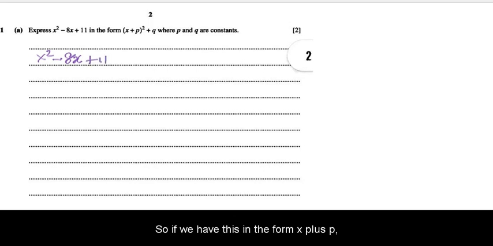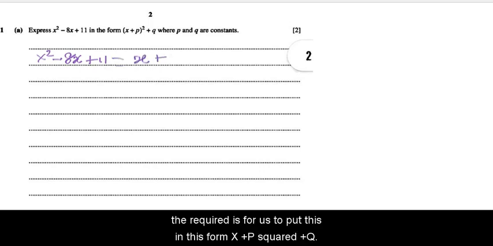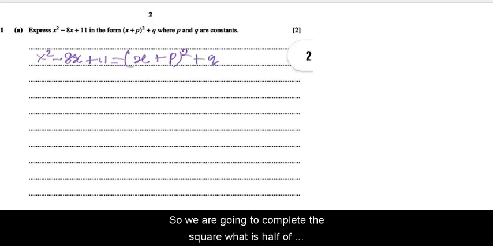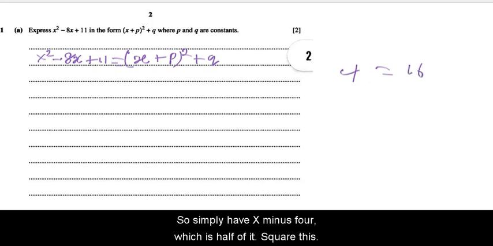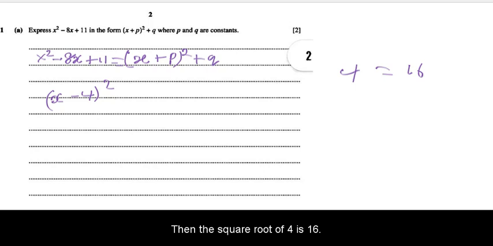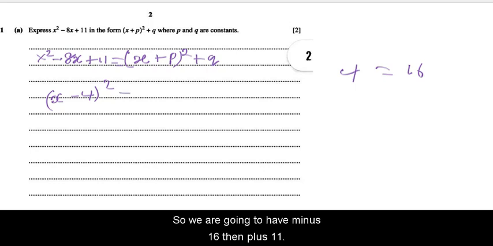The required form is (x plus p) squared plus q, so we are going to complete the square. What is half of 8? It is 4, and 4 squared will give us 16, right? So we simply have (x minus 4), which is half of 8, squared, then minus 16, then plus 11.